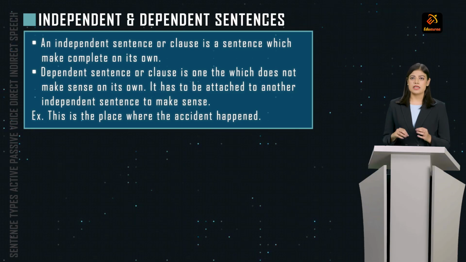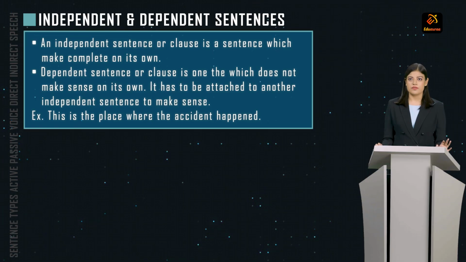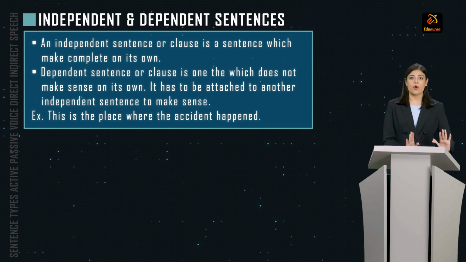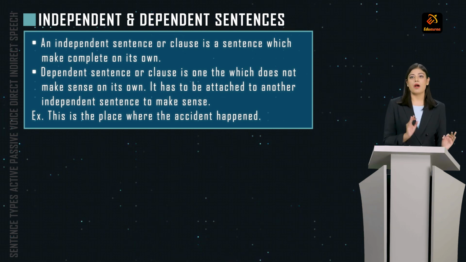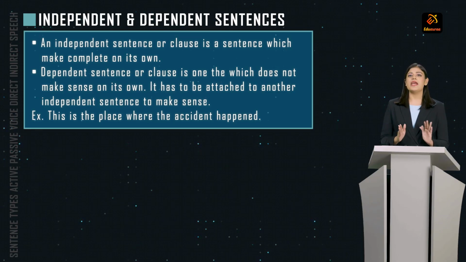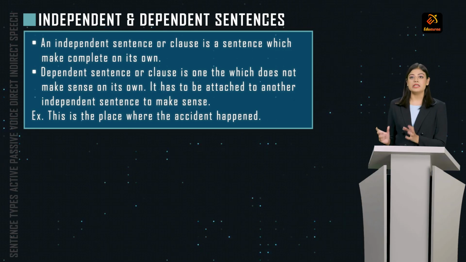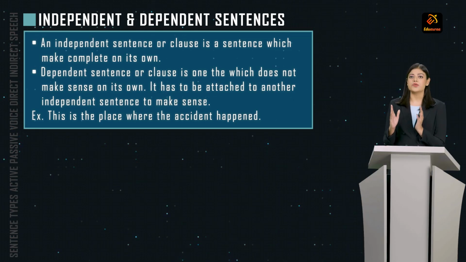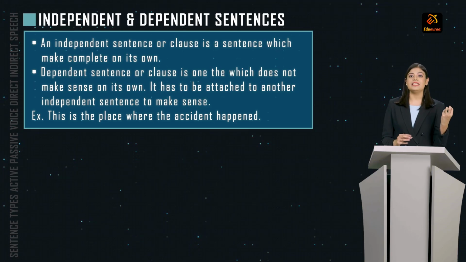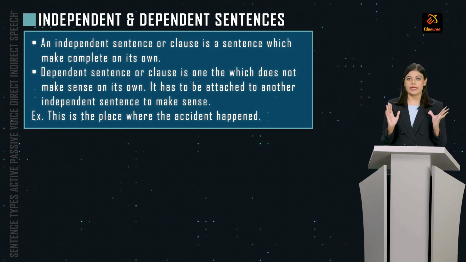So now let's understand the difference between independent and dependent. It's literally as the definition gives you. An independent sentence or clause is a sentence which will make complete sense on its own. Like all of the examples I have given you up till now, they are all independent sentences because they can stand alone. They make perfect sense. A dependent sentence or a dependent clause is one which does not make sense on its own. It has to be attached to another independent sentence to make sense. It just does not give you context.